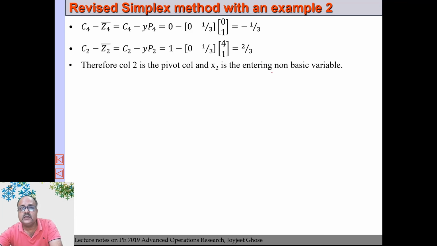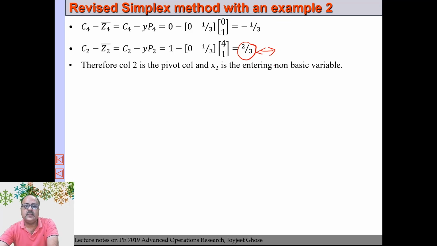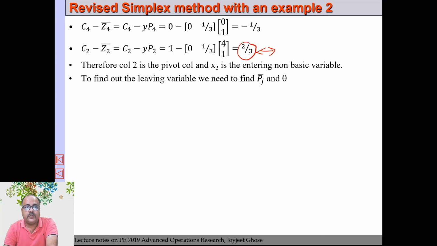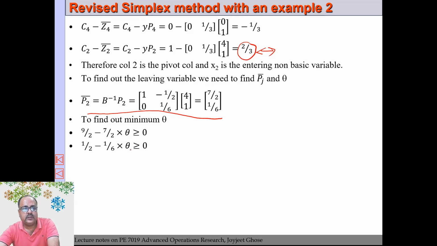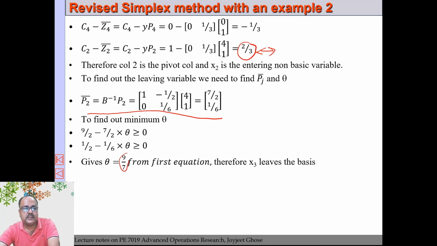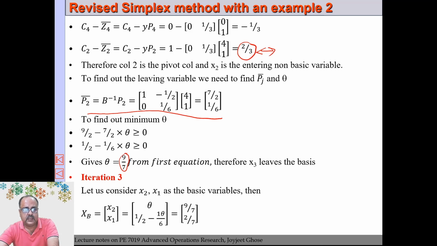Now this value is a positive value and therefore it is not optimum. So this will be my entering variable, and P2 will be my pivot column. So we'll find out P2 bar like this, and we'll find out the theta. So theta comes out to be 9 by 7. Accordingly in the next iteration, we'll find out the xB. So it comes out to be 9 by 7 and 2 by 7. So this is my current solution. x2 is equal to 9 by 7 and x1 is equal to 2 by 7.